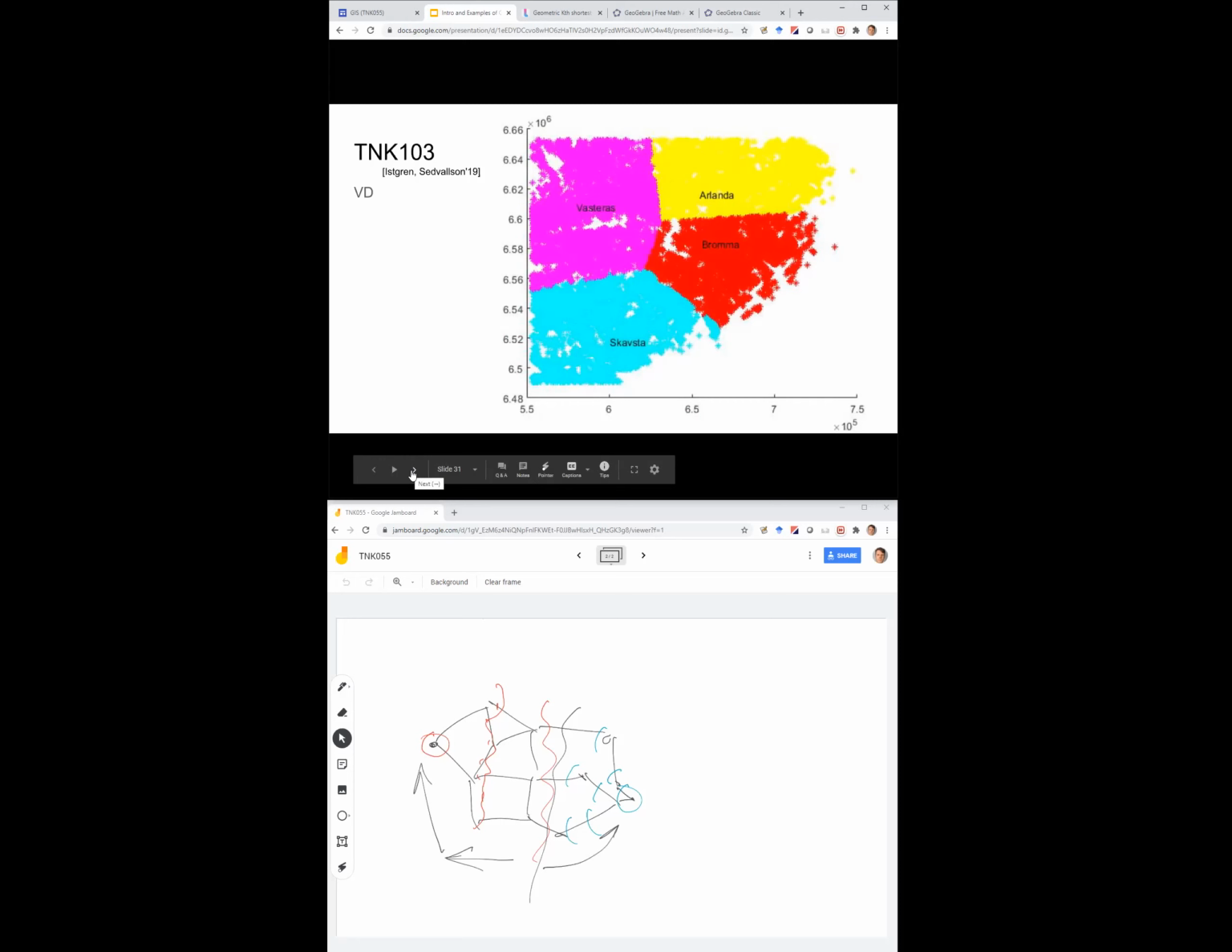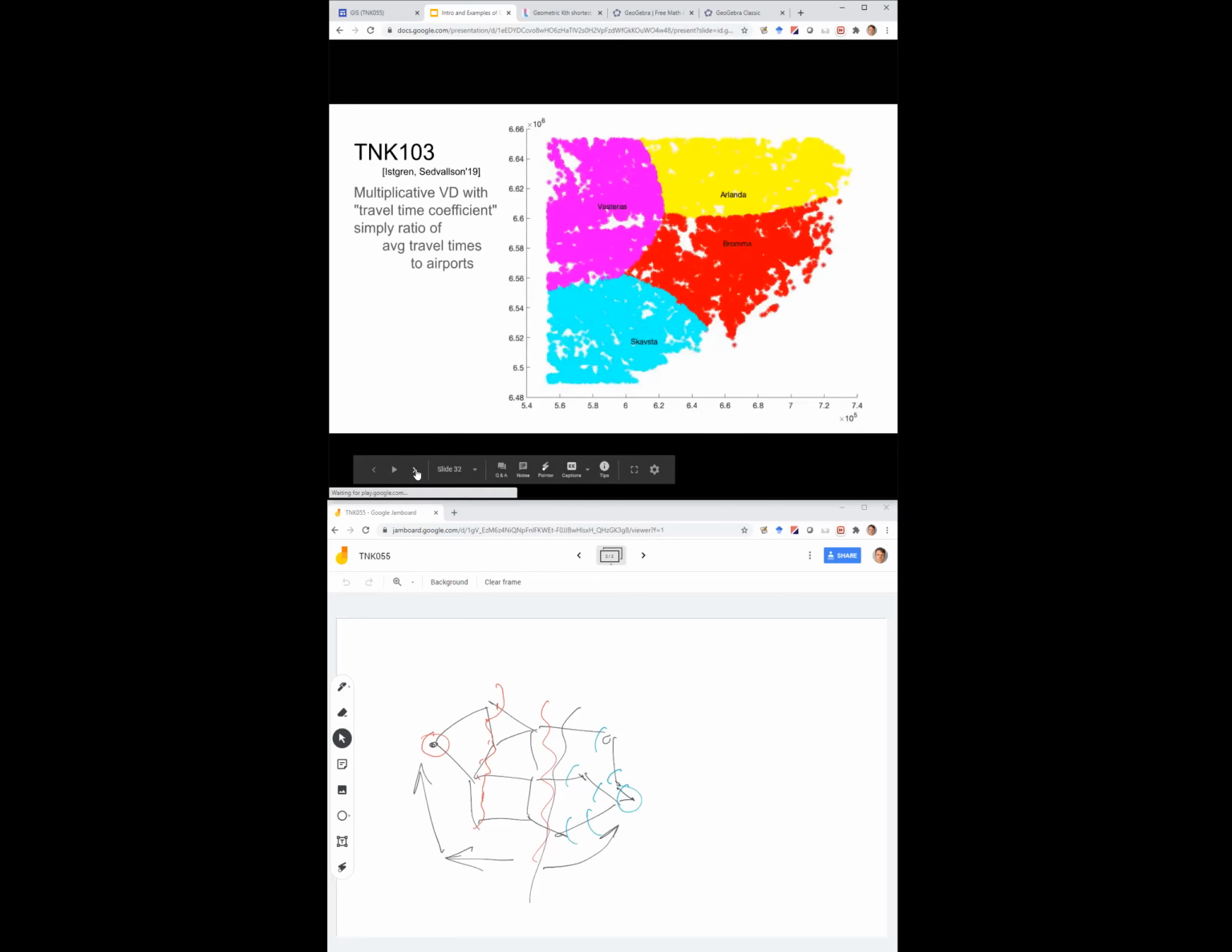But then, of course, people don't fly to the airports, or at least not before we have urban drone taxis. So what they did later is look at the speed at which you get to the different airports, the ratio of travel times to the airports, more or less the speed by which you can get to the airport. If you take that into account, you get the multiplicative Voronoi diagram, and it has curved boundaries, and here's how the cells look.